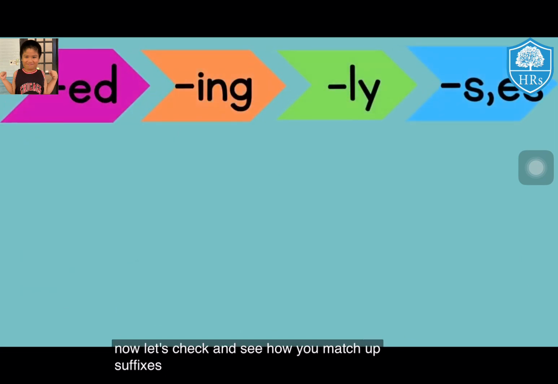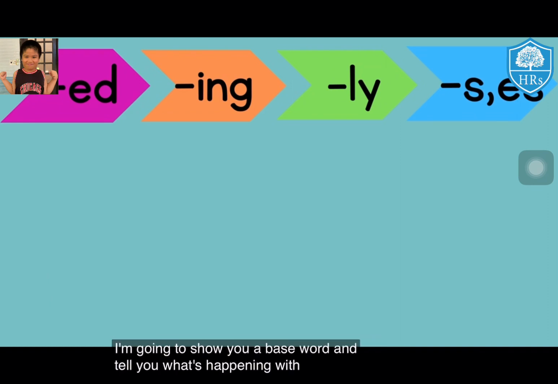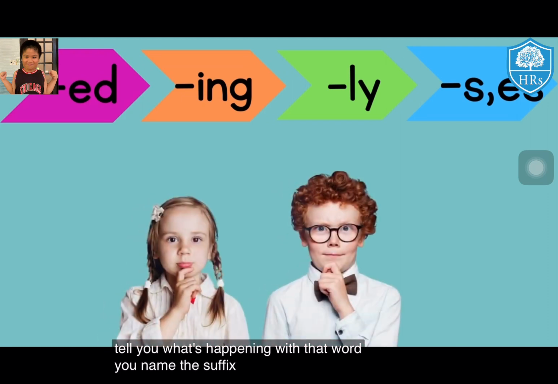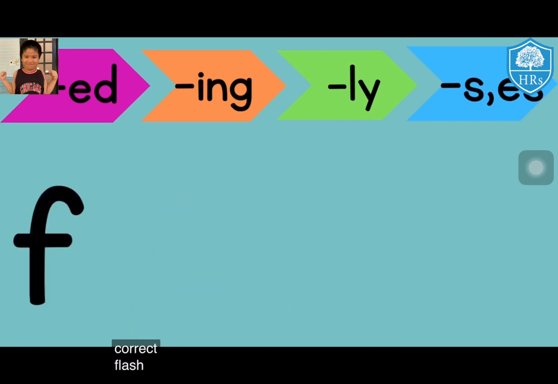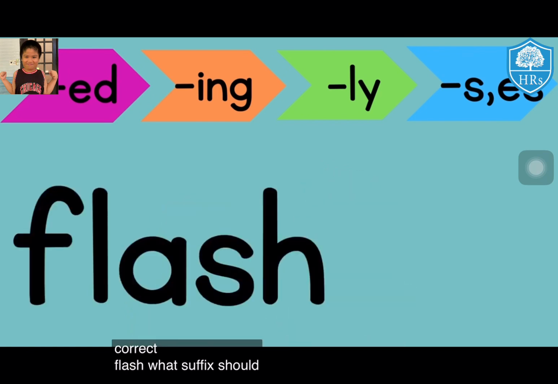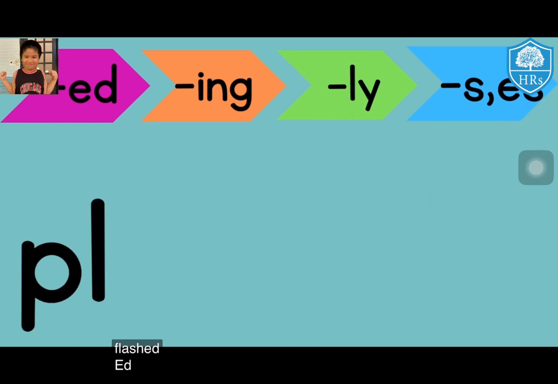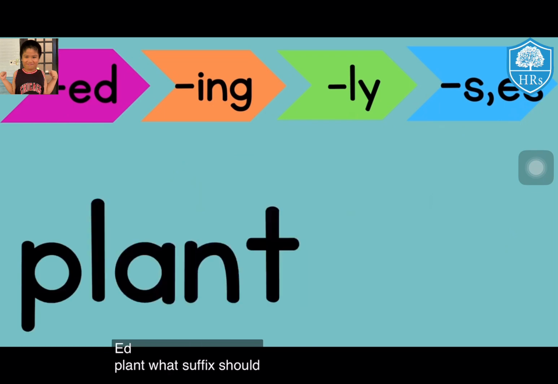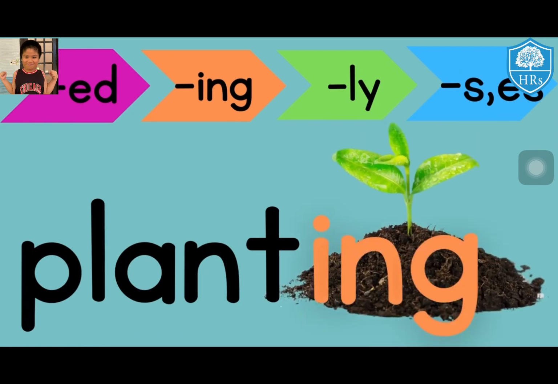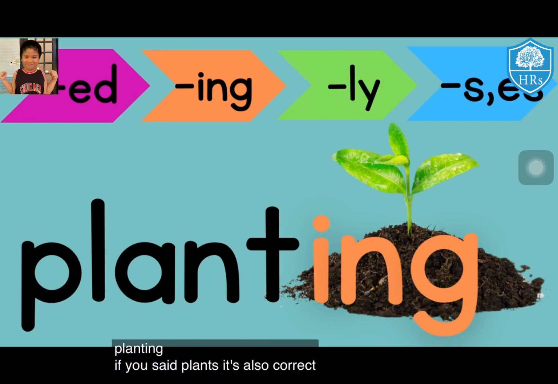Now let's check and see how you match up suffixes to make new words. I'm going to show you the base word and tell you what's happening with the word. You name the suffix that you think should be on the word and see if it's correct. Flash. What suffix should we add if it already happened? Flashed. Ed. Plant. What suffix should we add to mean we're doing it right now? Planting. If you said plants, it's also correct.